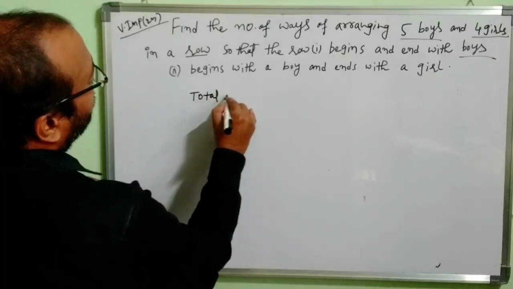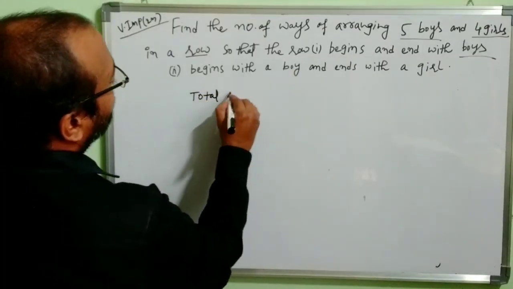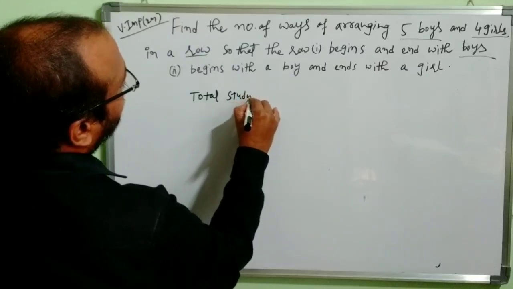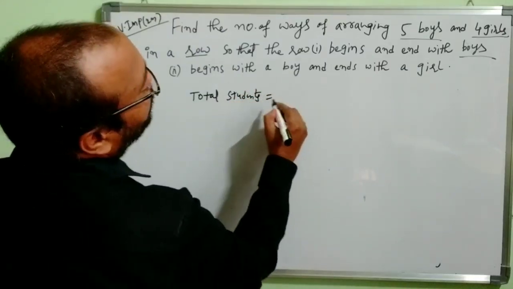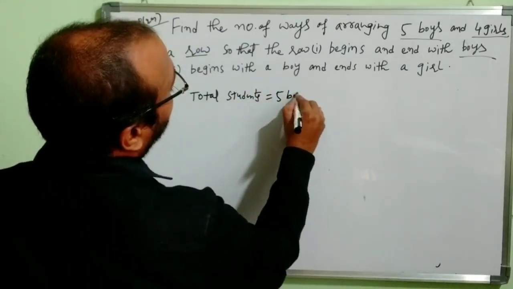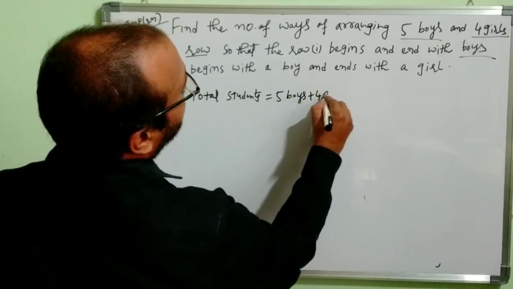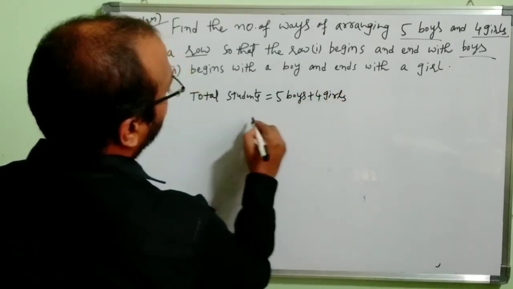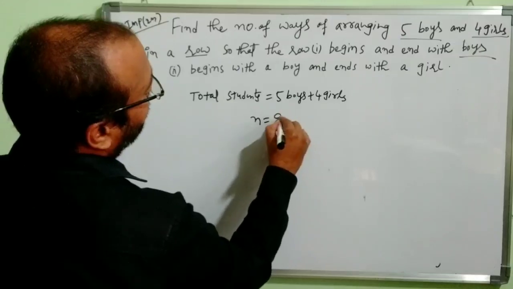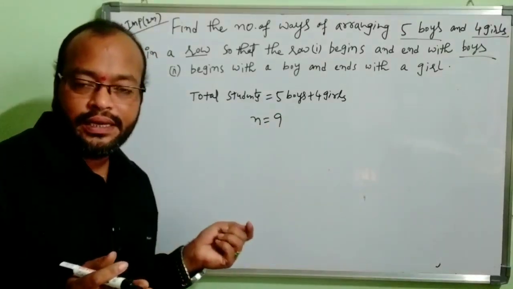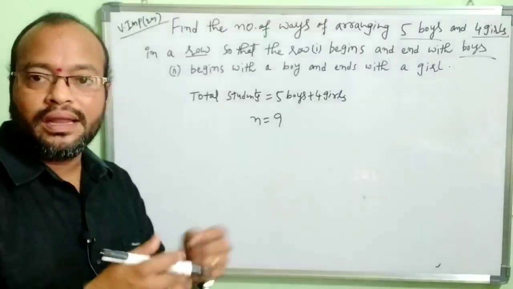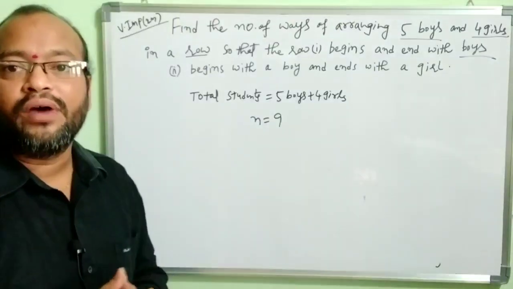Total members, boys and girls, total students. 5 boys are there here plus 4 girls. So then n is equal to 5 plus 4, 9. If no condition is there, 9 members and 9 seats are there, we can fill up in 9 factorial ways.